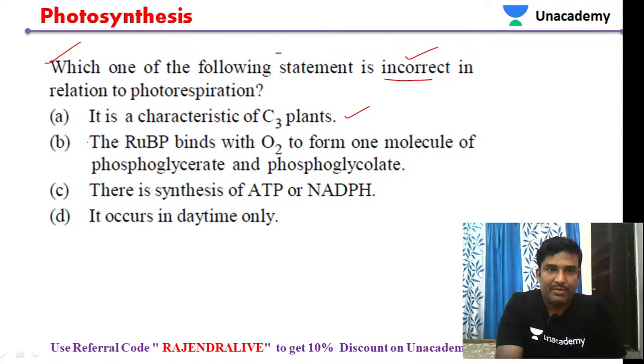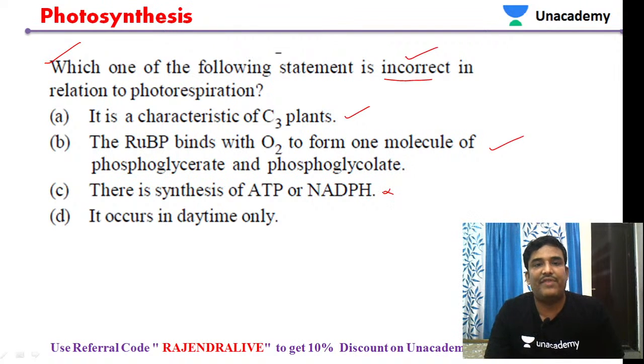Statement B: Rubisco binds to oxygen to form one molecule of phosphoglycolate. So this is also a correct statement. Statement C: there is a synthesis of ATP or NADPH. So this is an incorrect statement. There is no synthesis of ATP, and there is no synthesis of NADPH. So it is a wrong statement.